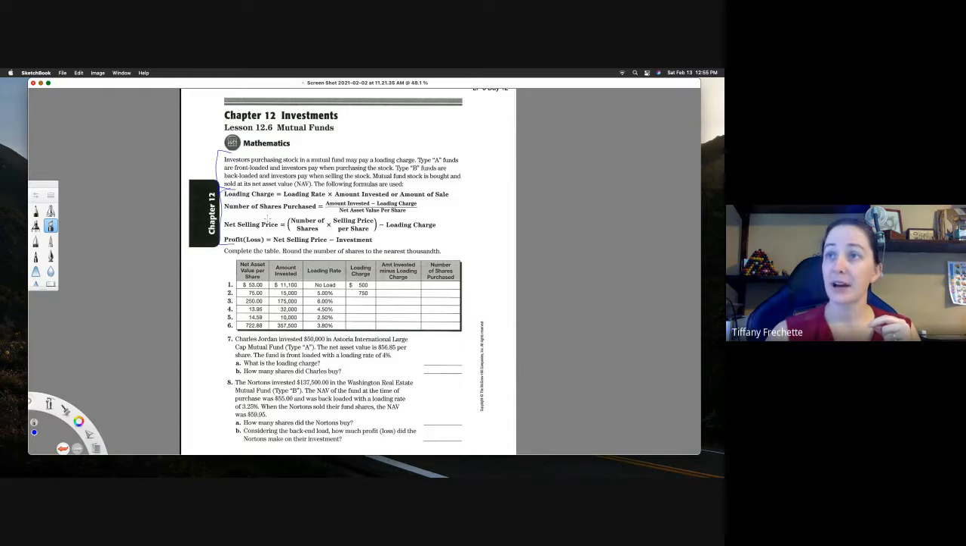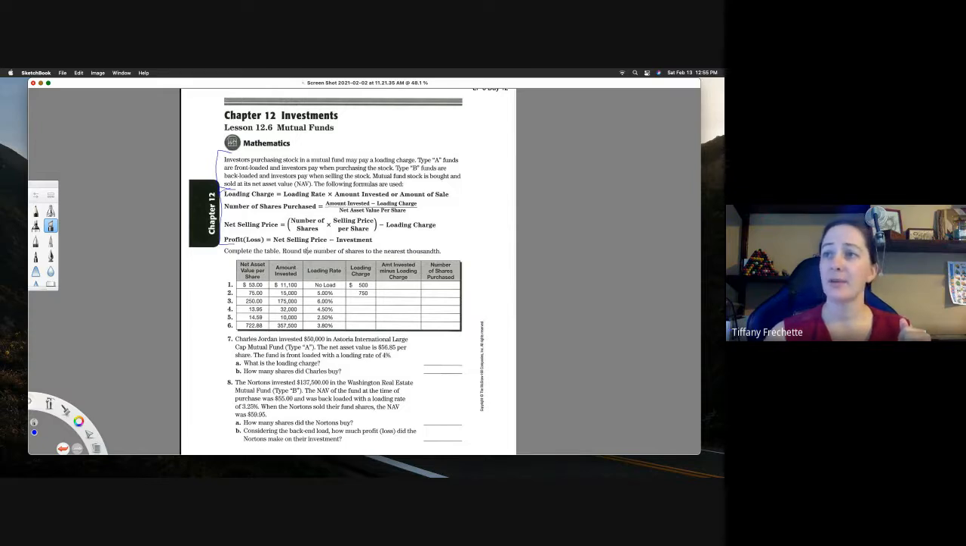For net selling price, we're going to multiply the number of shares by the selling price per share. So how much can I sell them for? How many do I have? And then you subtract the loading charge from that, because you don't get that loading charge. It's something you have to pay, so it's taken away from the net selling price. Profit or loss is net selling price minus your investment. That's one of the more basic calculations here: did you make something or lose something when you sold it?